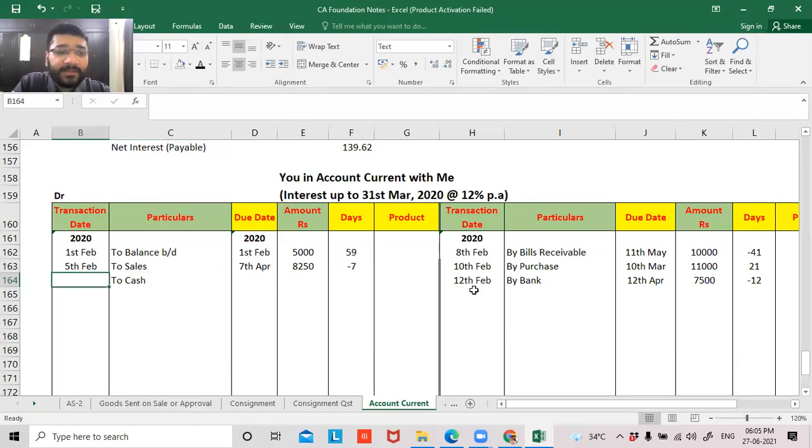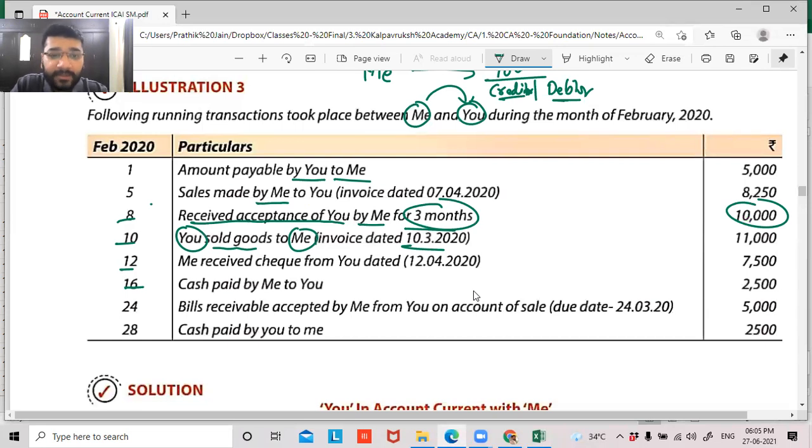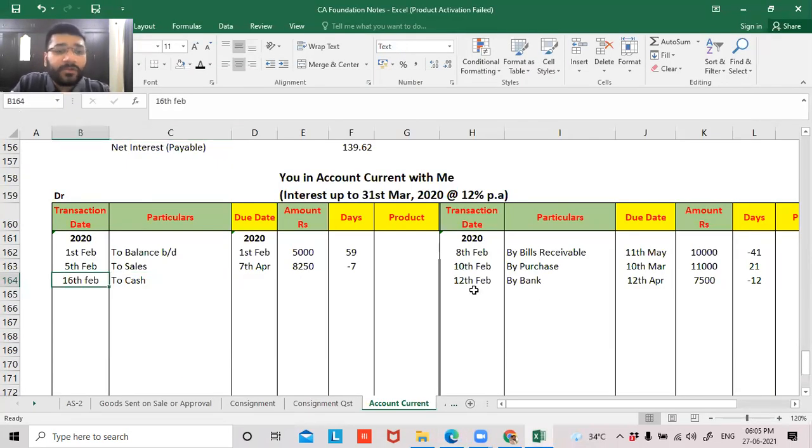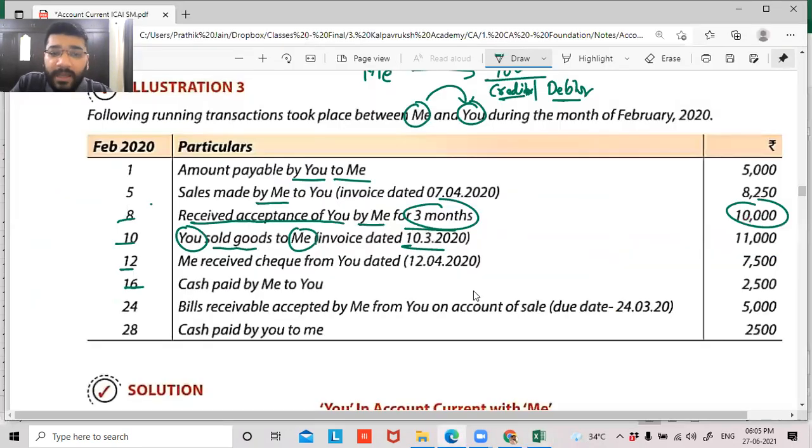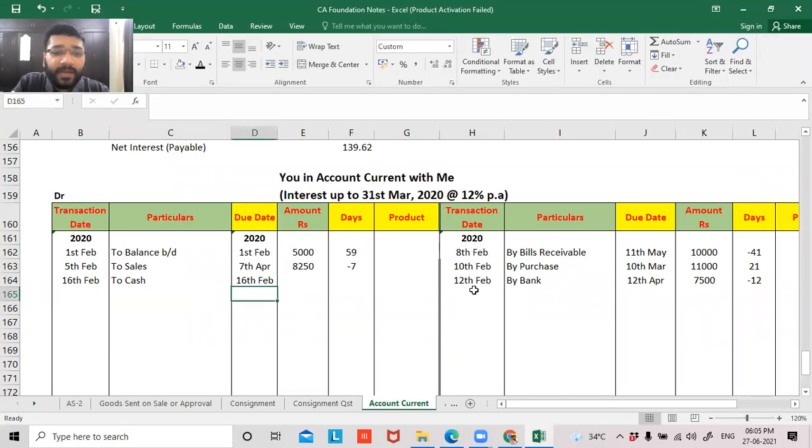What is the transaction date? 16th Feb. 16 Feb is the transaction date, guys. Due date is not given. So in the absence of a due date, what should I do? Can I say this transaction date will be my due date? And the amount that is involved is 2,500, guys.